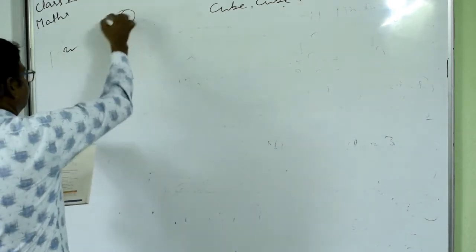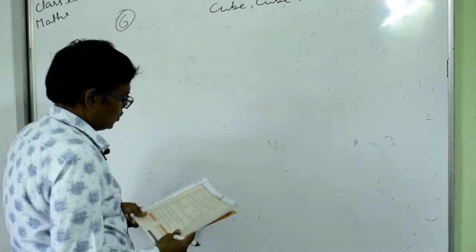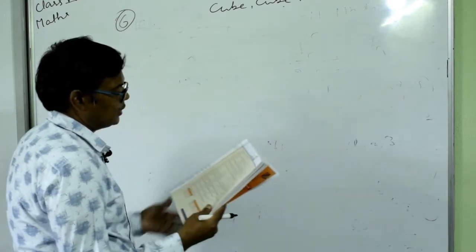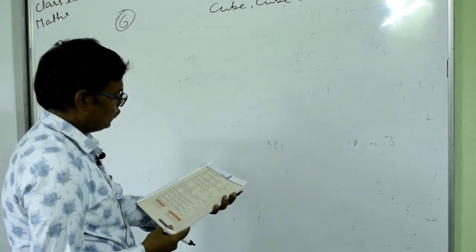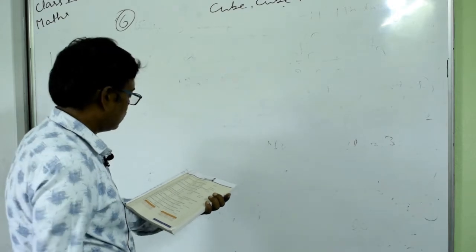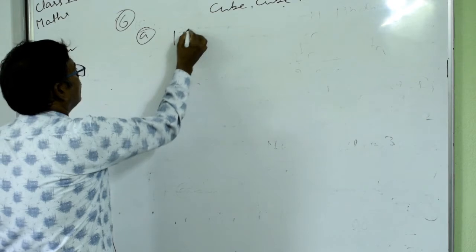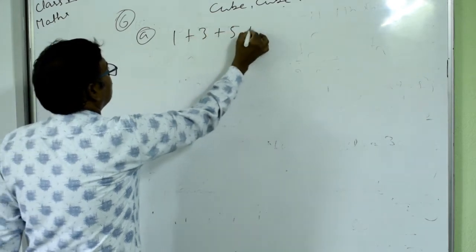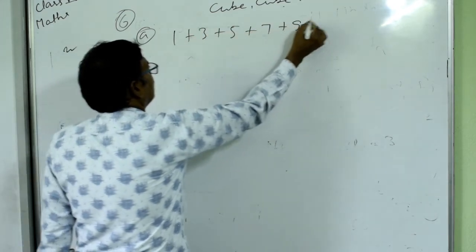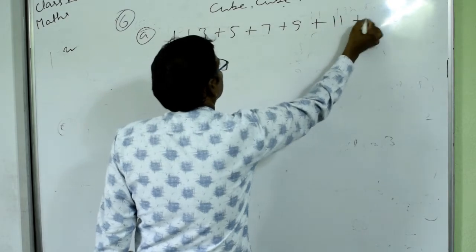Question number 6. So in this question number 6, express the following as indicated. 64 as the sum of 8 odd numbers. So here the answer will be 1 plus 3 plus 5 plus 7 plus 9 plus 11 plus 13.